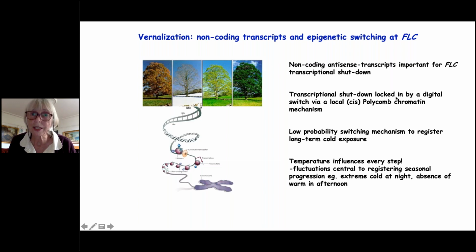Once we have the shutdown of the transcription, there is a very low probability it's then locked into this epigenetically stable state through this polycomb mechanism in a digital switching mechanism. It needs to be low probability because actually the plants need to make sure they've gone through the whole of winter. And it's all the cells contributing independently, making that decision of, have I had enough cold exposure to know that winter has passed?